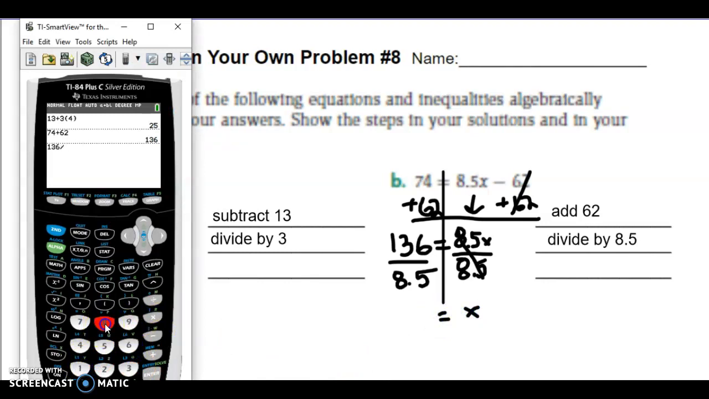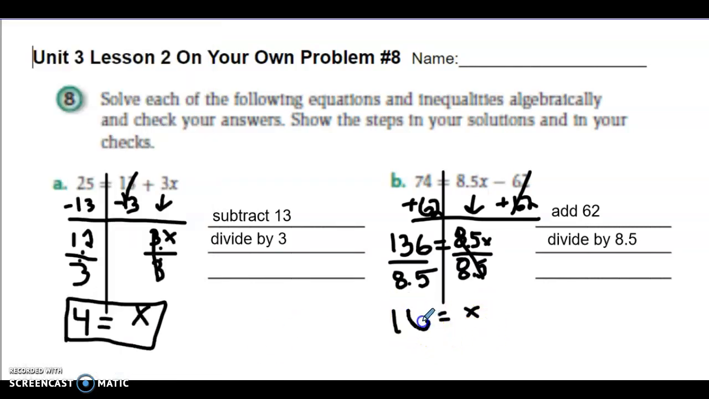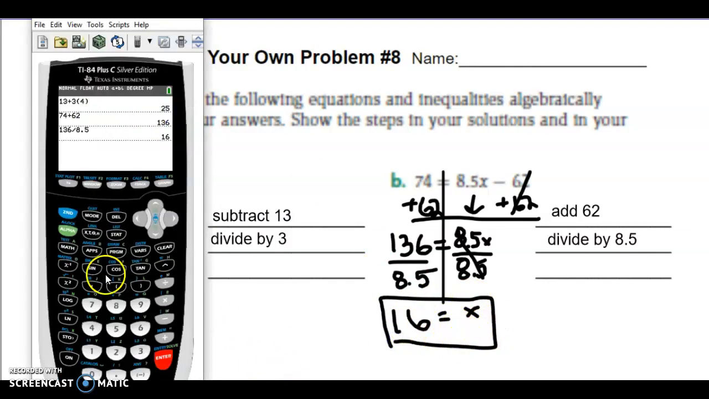136 divided by 8.5, and we get 16 as our answer. And it's okay that it's not x equals. The x is on the right side, that's okay. We can check that out. We can check by doing 74 on one side of the equation and on the other side 8.5 multiplied by 16. We just replace that x with a 16 in parentheses, minus 62, and that's our answer. So our answer is 74. We're good.